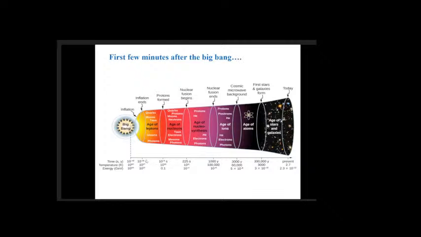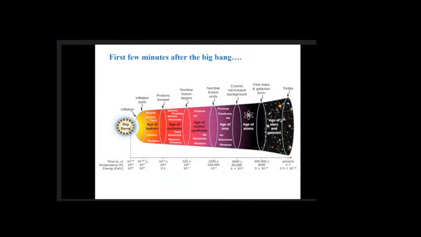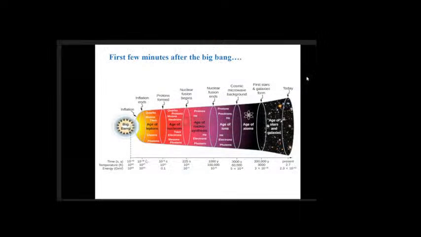And then some quarks combined together and formed protons and neutron-like particles. So we know that protons, neutrons, electrons are the elementary particles inside an atom. But initially there was no atom. These particles were basically free and were scattering with each other.